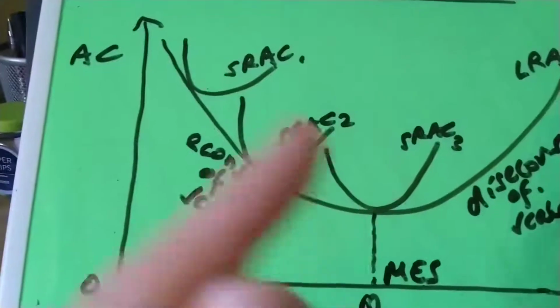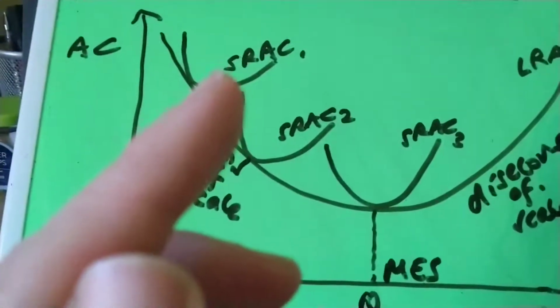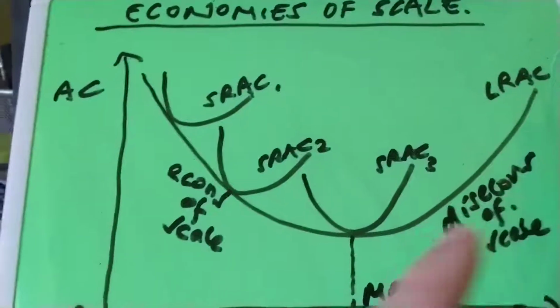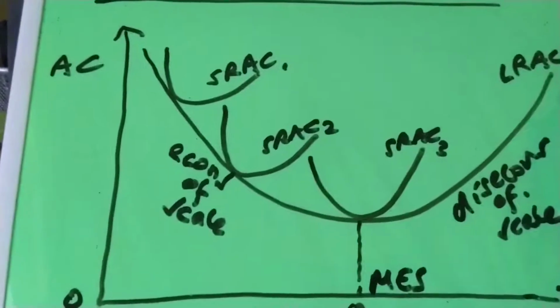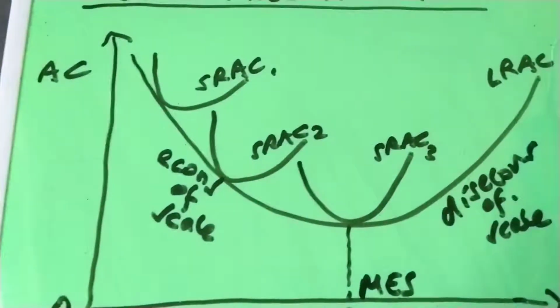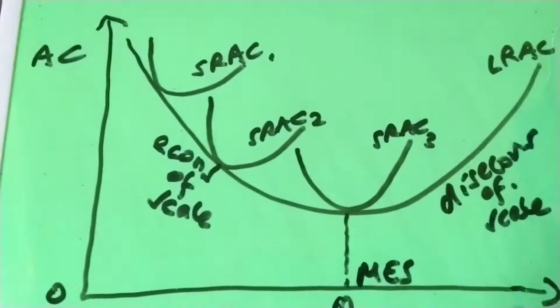So the law of diminishing returns is a short run concept, which is then contained by this long run average cost curve, and the process for the long run average cost curve is called economies of scale, and it's all about reducing business costs so that they can get them as low as possible on average, so that they can make as much profit as possible.